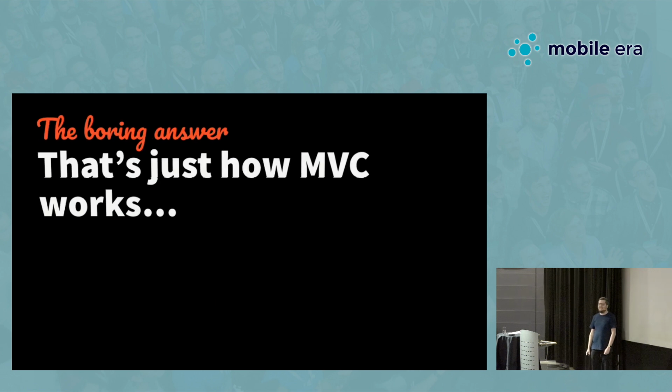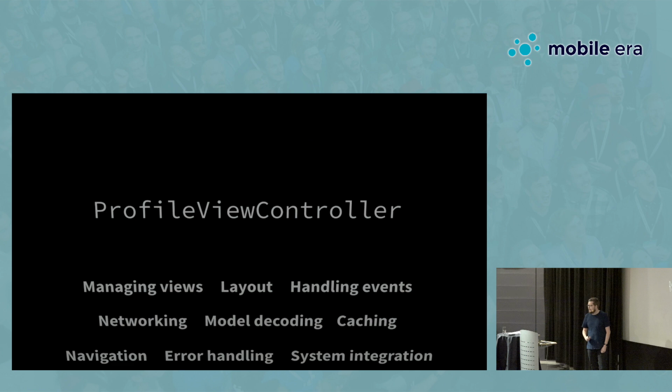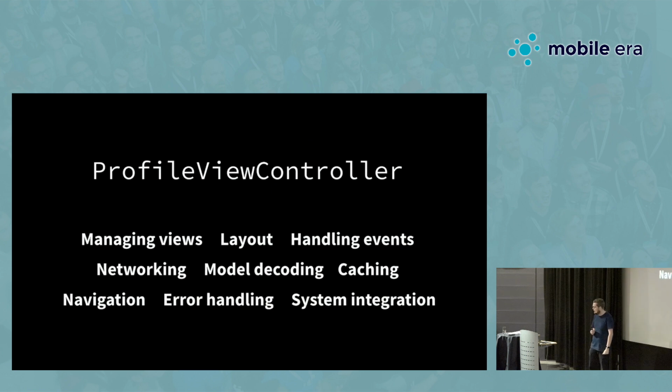The boring answer is that's just the way MVC works, right? It's always been this way, and it will always be this way in the future. And the curious answer is there needs to be a better way, right? And if we go back here to this list and look at this profile view controller, what are some of the things that we could actually move out of it? Why does this view controller need to do all these different tasks?